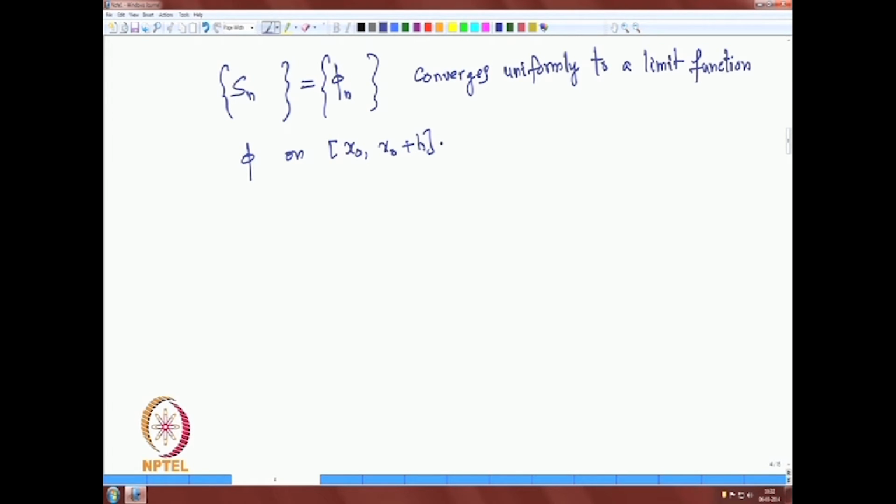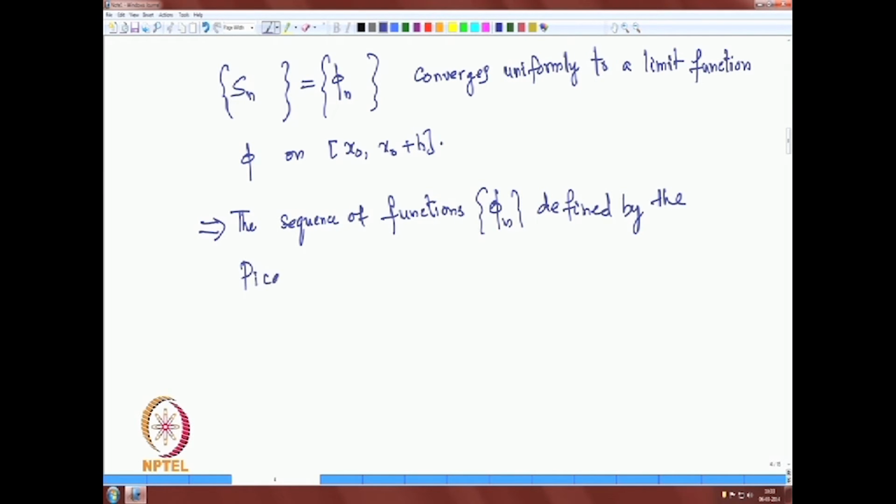Therefore, this implies that the sequence of functions phi n defined by the Picard's iterative scheme converges uniformly to phi on the desired interval x0 plus h.